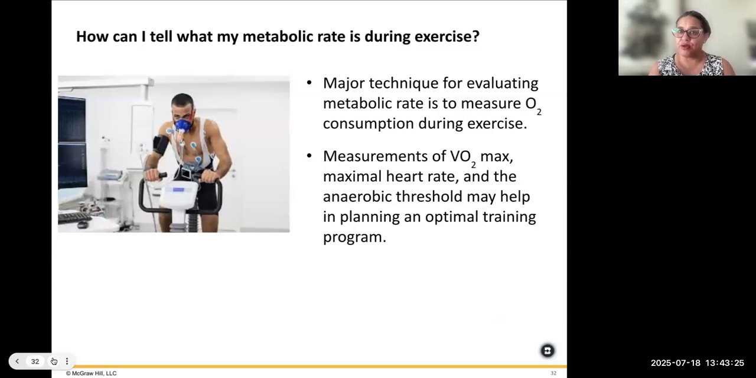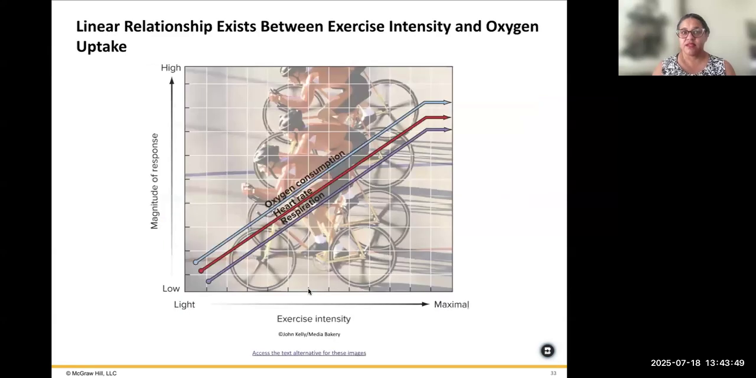How can I tell what my metabolic rate is during exercise? The major technique for evaluating the metabolic rate is to measure oxygen consumption during exercise. They also measure the VO2 max, so the maximum oxygen you are consuming and converting. The maximal heart rate and the anaerobic threshold may help in planning optimal training programs. There is a linear relationship between exercise intensity and oxygen uptake. That should be common sense. The more intense you exercise, the harder you have to breathe, so the more oxygen you have to take in, the heart rate goes up, your respiration goes up.